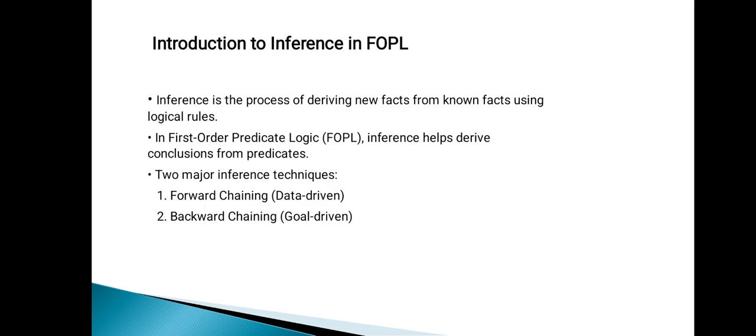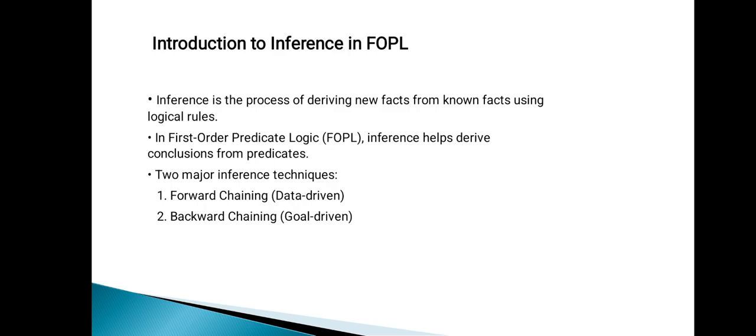Unit 3: Introduction to Inference in First Order Predicate Logic (FOPL). We are going to study about inference. Inference is the process of deriving new facts or conclusions from the facts that are already known by using logical rules. In artificial intelligence, simply storing knowledge is not enough. An artificial intelligence should also be able to think and make decisions based on the available knowledge. This process of drawing conclusions is called inference.